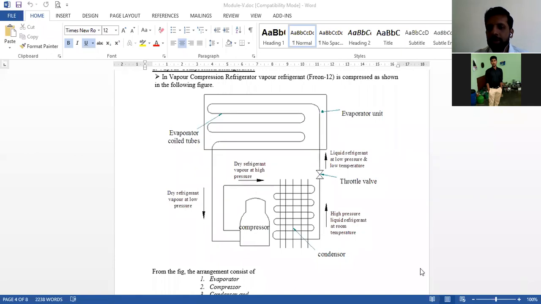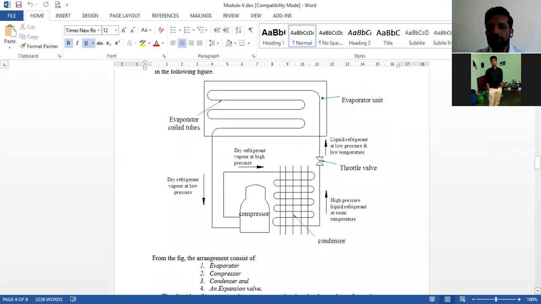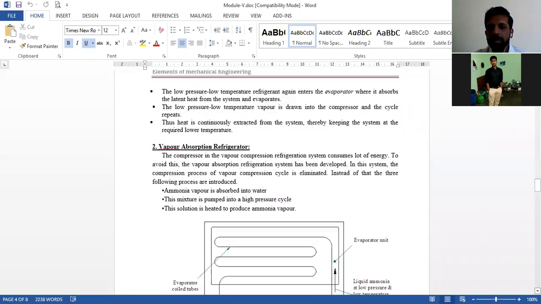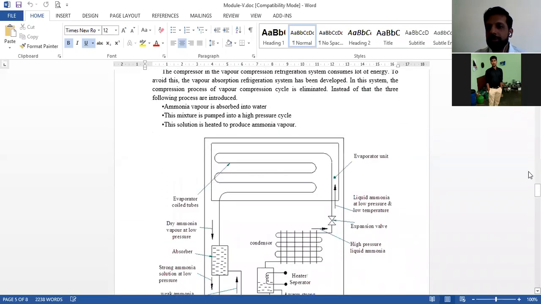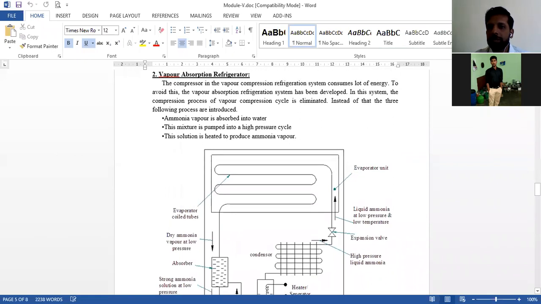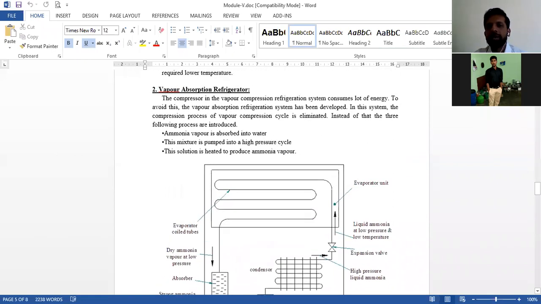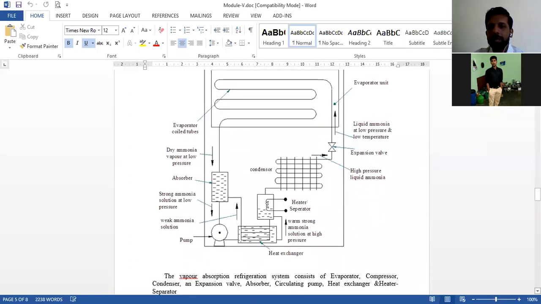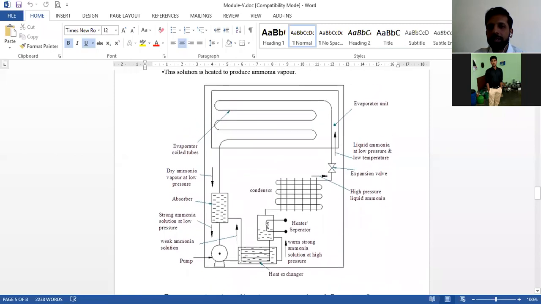So this is about the vapor compression refrigeration system. Next we will see the other type of refrigeration system, which is called the vapor absorption system, or the vapor absorption refrigerator. Let us see over here what happens. Here the vapor absorption schematic diagram will look like this.